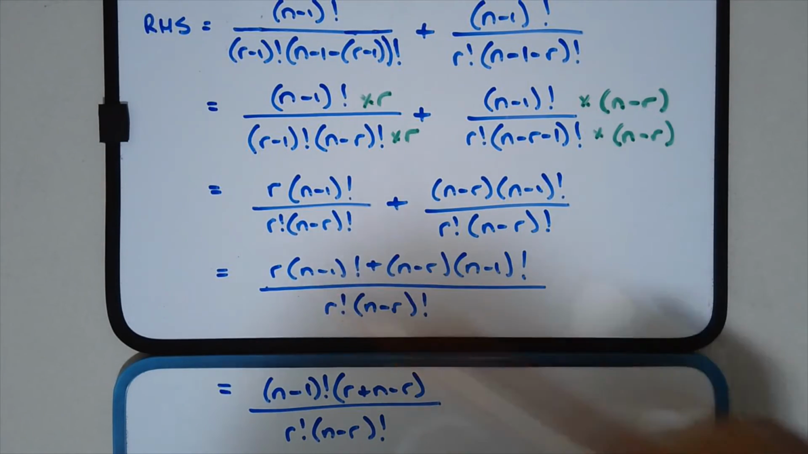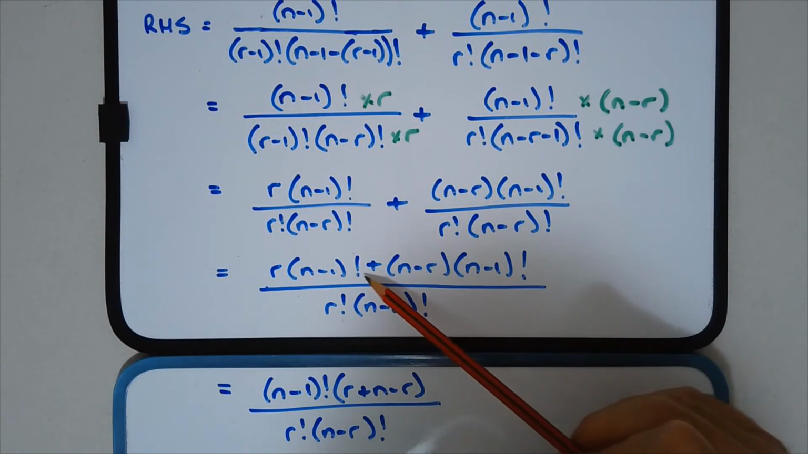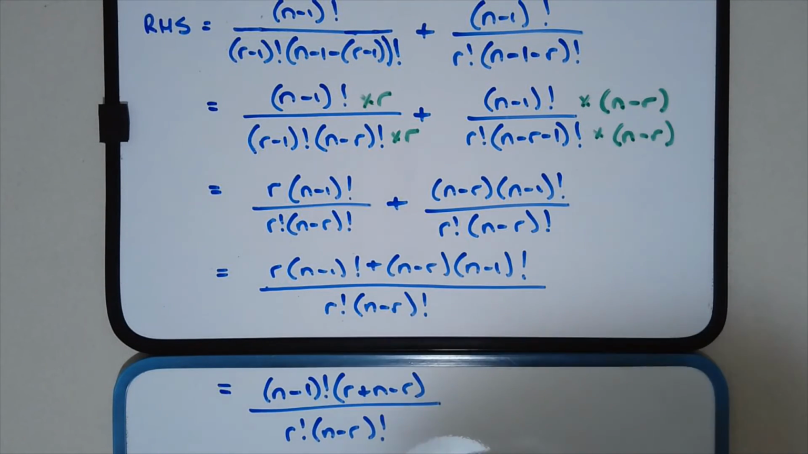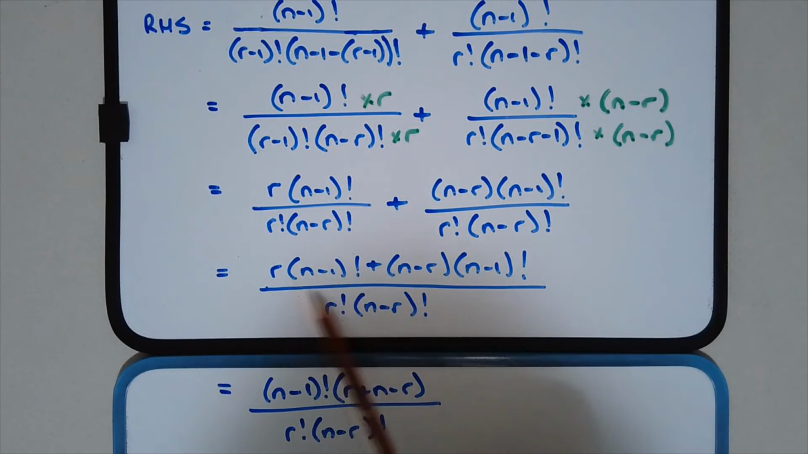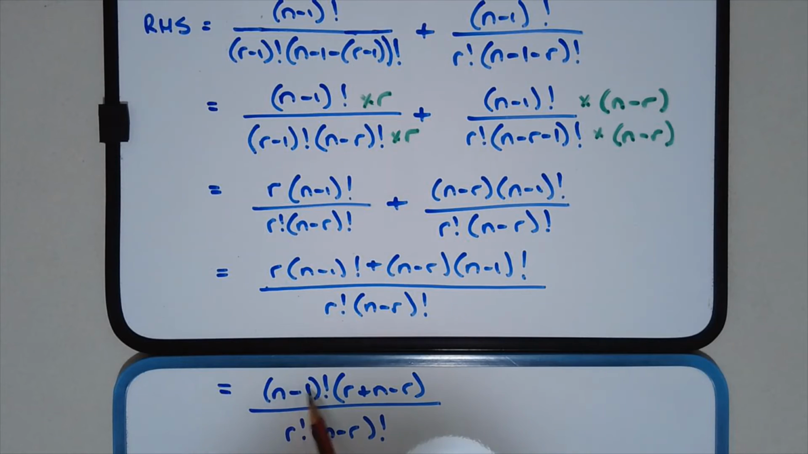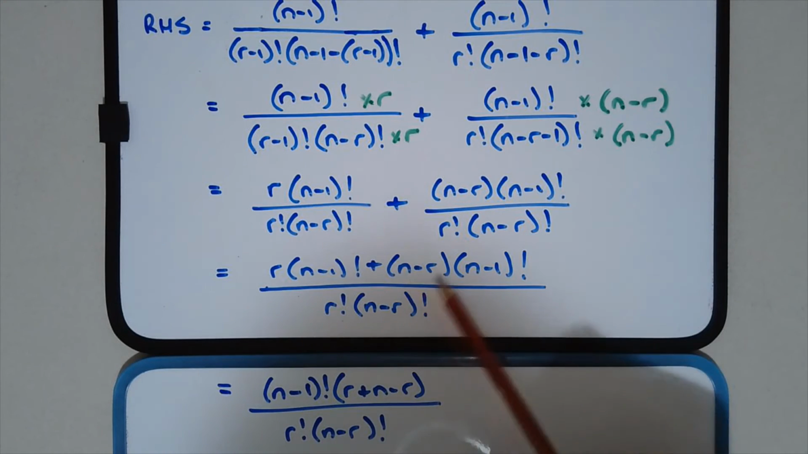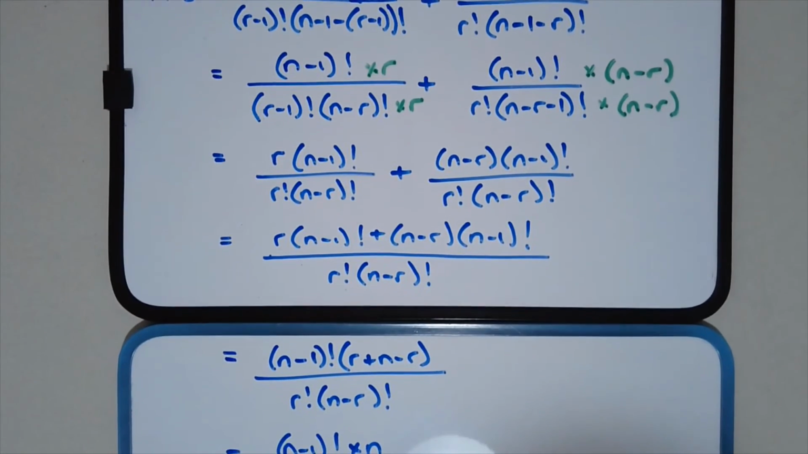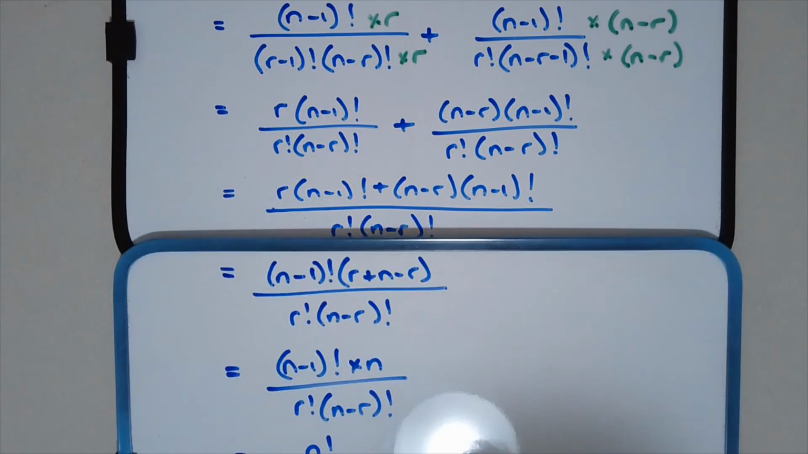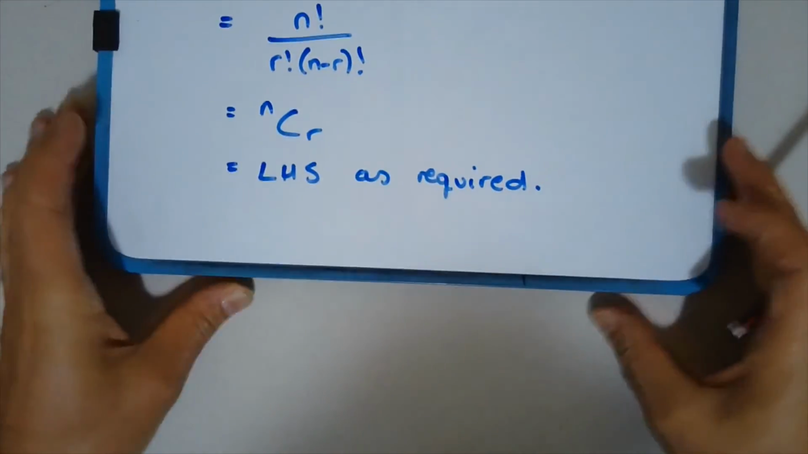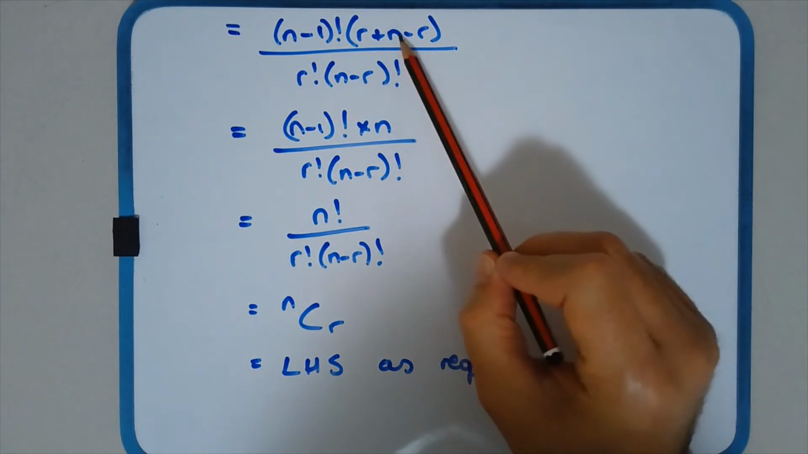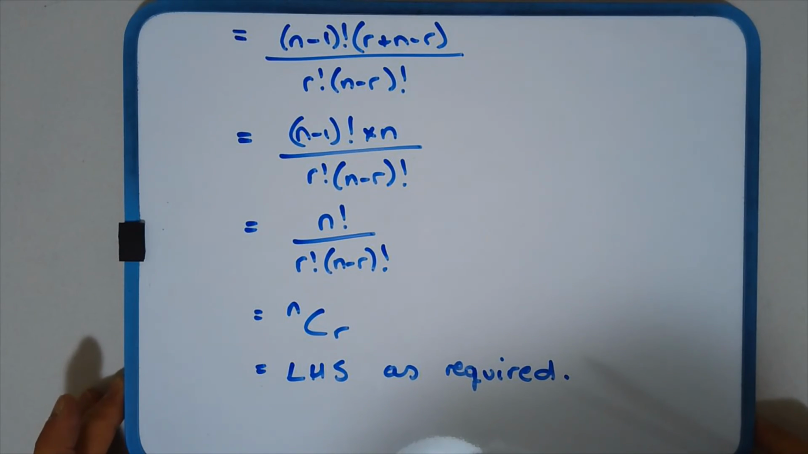So combining the numerators, we have r outside of n minus 1 factorial plus n minus r outside of n minus 1 factorial. We can factorize out the n minus 1 factorial. So factorizing out this term here, n minus 1 factorial, we end up with n minus 1 factorial outside of r plus n minus r. So this r and this n minus r will be in its own set of brackets there. And of course that'll be over r factorial, n minus r factorial. Actually, I'll just move the board so we can see the entirety of the second board there. Now r plus n minus r, of course the r's cancel. We just end up with n.